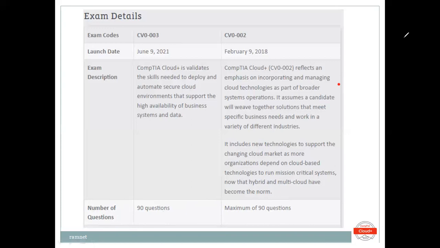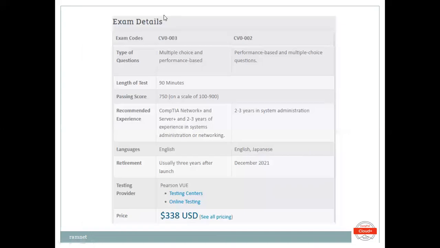Let's go to the next slide. It's continuing about the exam information. The types of questions are multiple choice and performance based. Performance based means scenario-based questions will be asked. There is no difference as such in this. And the length of the test is 90 minutes, same as usual.